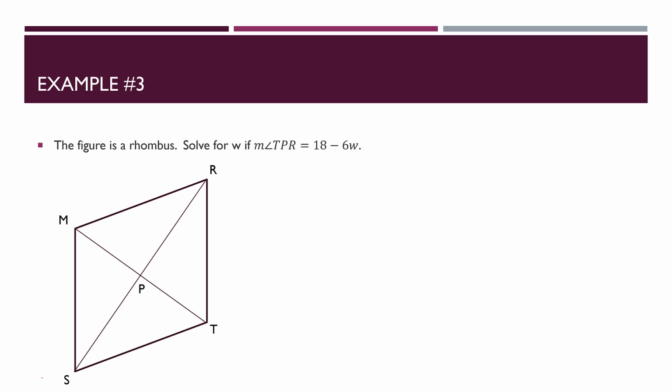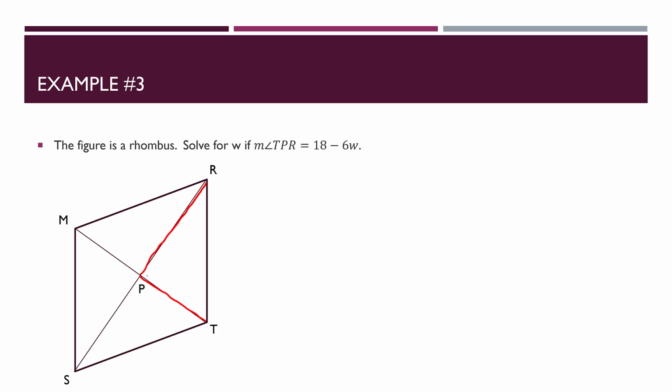Okay, here's another problem. Solve for W if the measure of TPR equals 18 minus 6W. So TPR, let's trace the angle. T, P, R. That's the angle right here. And we want to find what measure W is.